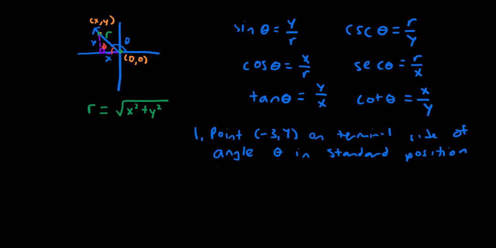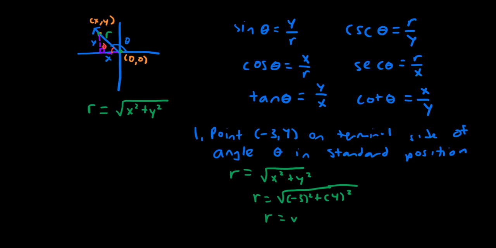So we're going to write out the radius formula. So r equals the square root of x squared plus y squared. So we're just going to plug the values in. So r equals the square root of x, which is -3 squared, plus y, which is 4 squared.